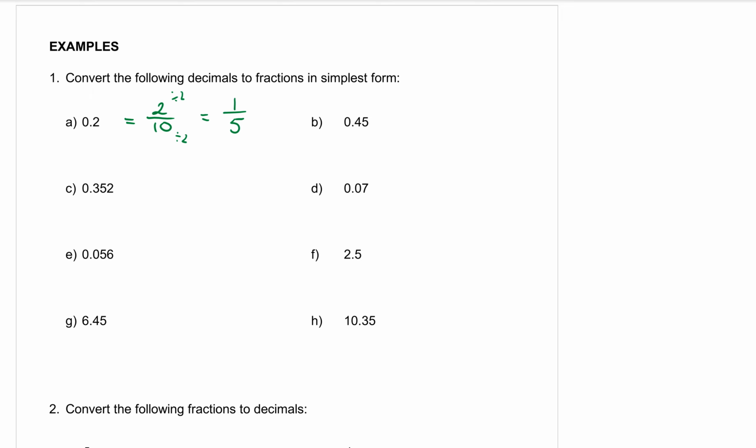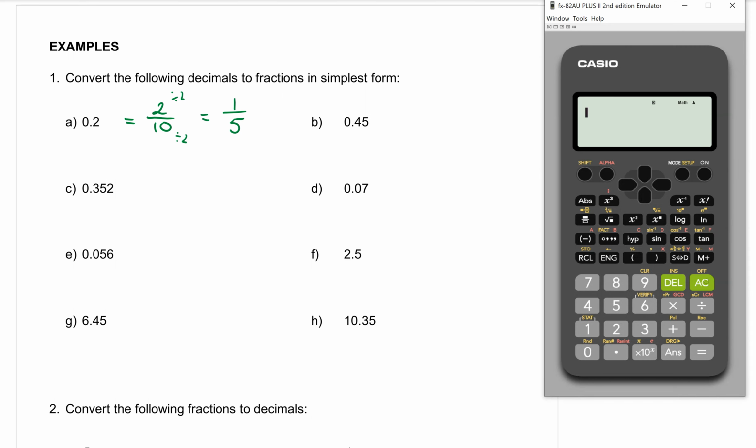And you can see that some of the decimals here, that would be 352 over 1,000. That's going to be pretty big numbers to try and simplify. So this is where we're really grateful to have our calculators. So for the other ones, let's do B. We just have to type in 0.45 and press equals. It's still a decimal when I press equals, so I press the SD button and it puts it back into a fraction for me. That's it. Yep, it will simplify it for you.